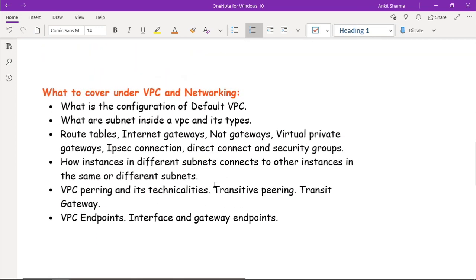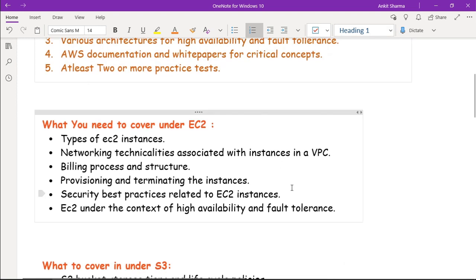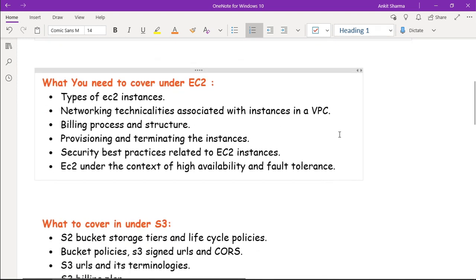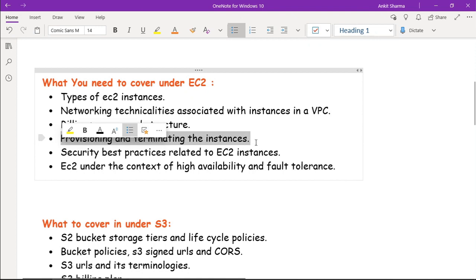But I will give you an overview of how to look at a service and what components you should look at, with all the detailing and features. I have chosen all these services for you to have an overview. So suppose you're learning EC2, you must understand the types of EC2 instances and the networking technicalities associated with it, like in which VPC or subnet your instance is, and how private and public subnets differ from each other. Billing process and structures must be known to you. Provisioning and terminating instances is a very critical thing, and you should be very thorough with it.